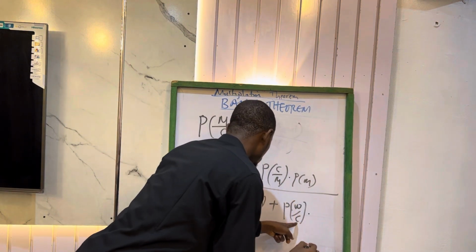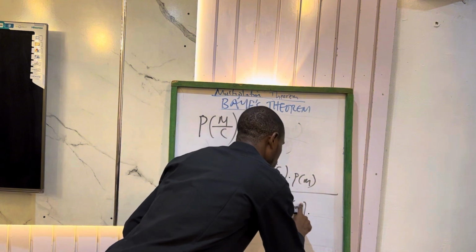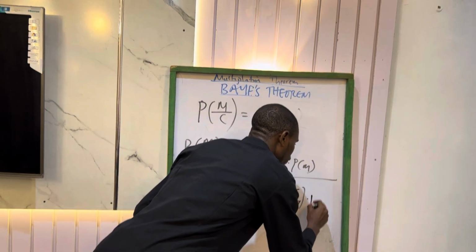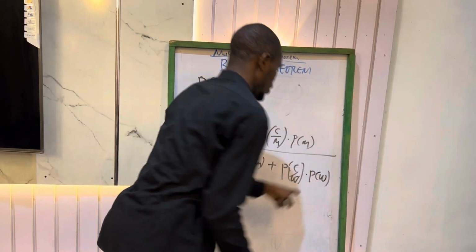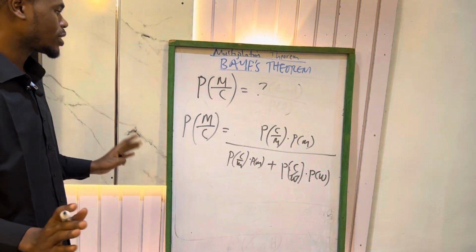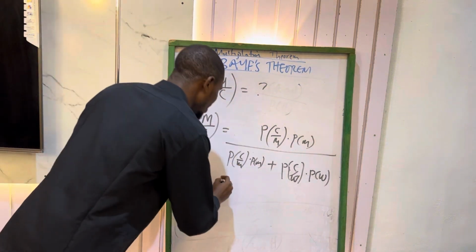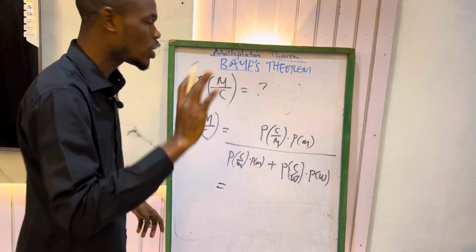Dot, the one at the bottom, probability of women that are colorblind. The one at the bottom will surface. Do you get? It's as simple as that. So we input all those values we have gotten before, then we get our answer. It's as simple as that. Once you know this basic, you can get any question on this.